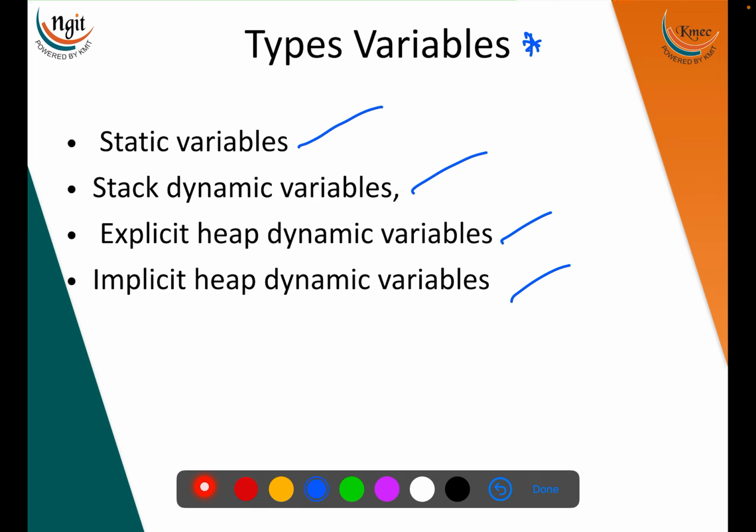Now what is a static variable? Static variables are those that are bound to memory cells before program execution. I'll write an example over here.